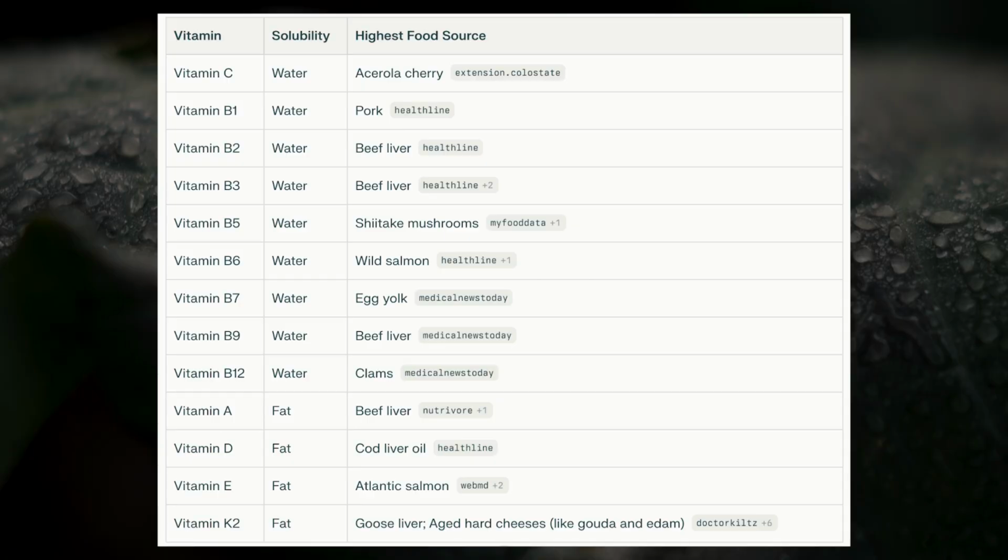So let's get started. This table shows you all of the vitamins. It shows you whether they are water soluble or fat soluble. And it also gives you the highest food source of these vitamins. In some cases, for example, like with vitamin E, the highest food source is going to come from a seed.